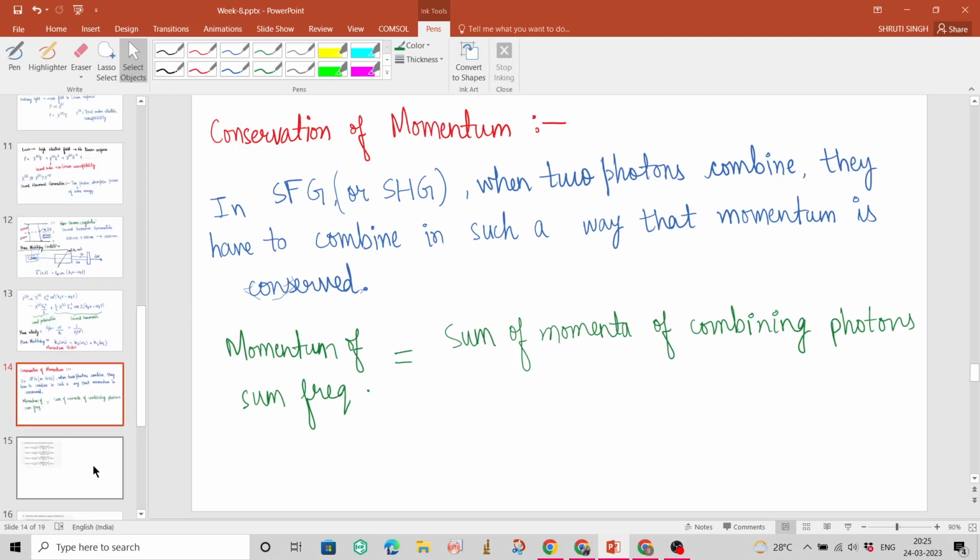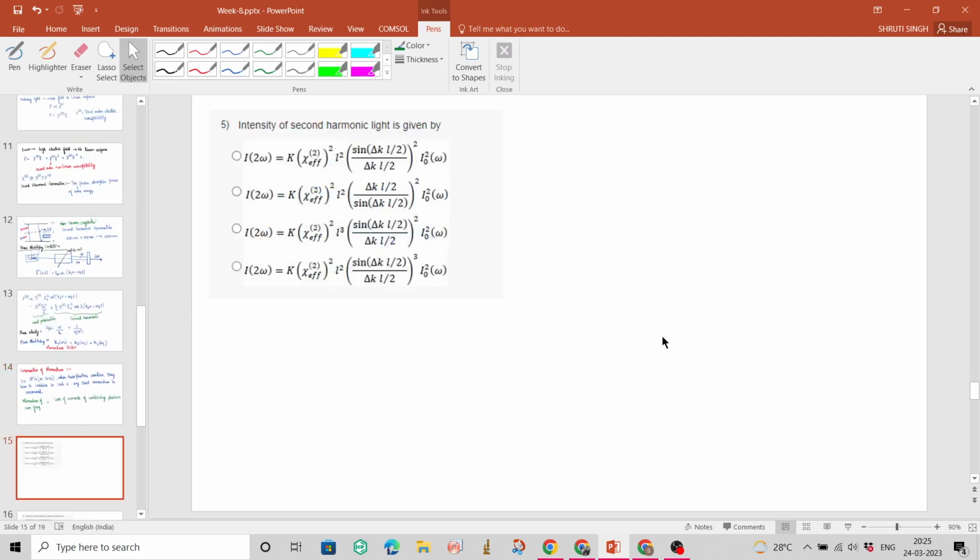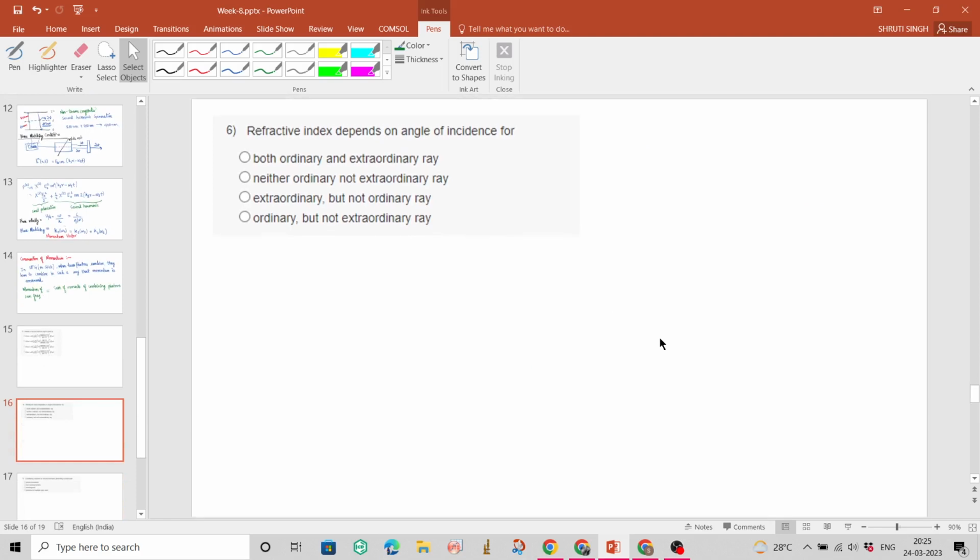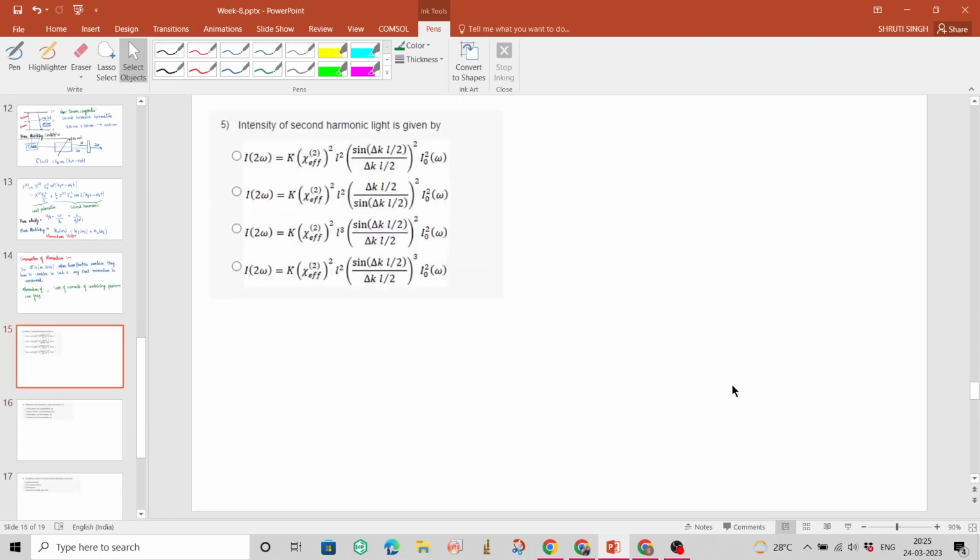So let's move to the next question. The fifth question is: intensity of the second harmonic light is given by, and these are the options. For this, I will just simply give you the answer. I will not derive it, and it is related to the mode locking kind of equation. So the answer is the first one itself.